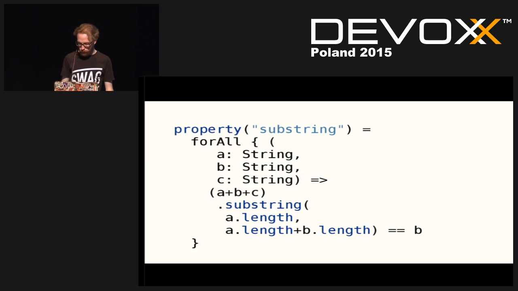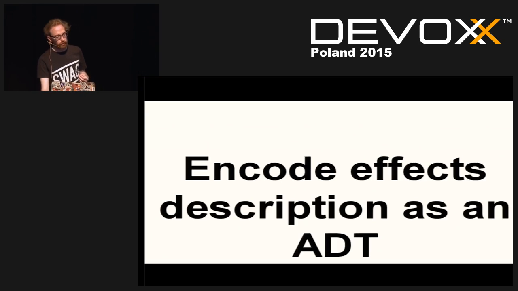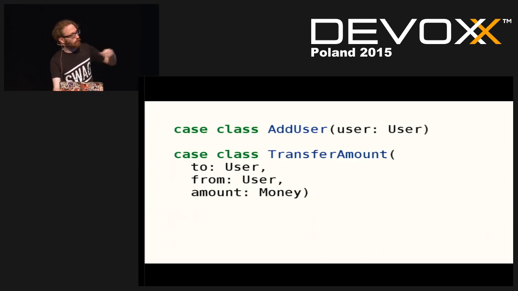Okay, and the last part is how to separate effects from logic. The idea is to separate making decisions from acting on these decisions, like computing a value from persisting it into the database, for instance. And what you should do is encode all the actions you want to actually make on the outside world as an ADT. For instance, instead of just adding a user to a database, you produce a value of type addUser, and then you pass it to a part of the program which is responsible for acting on these operations.